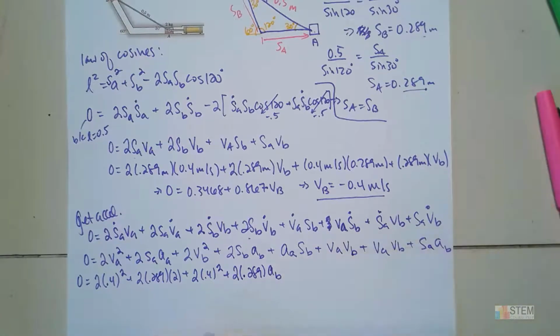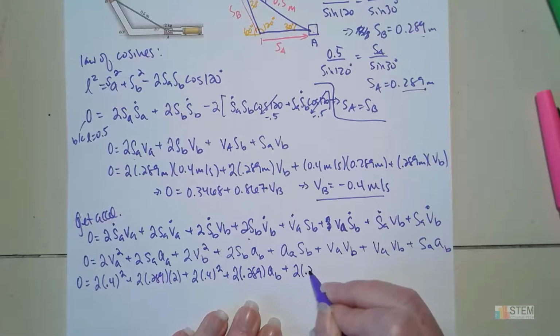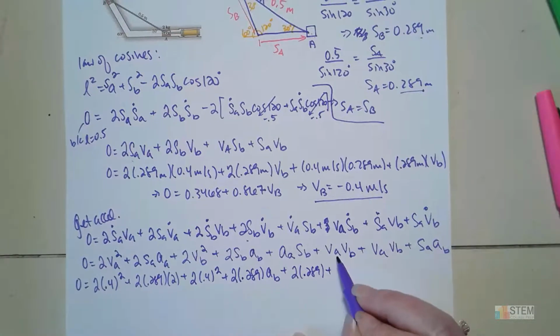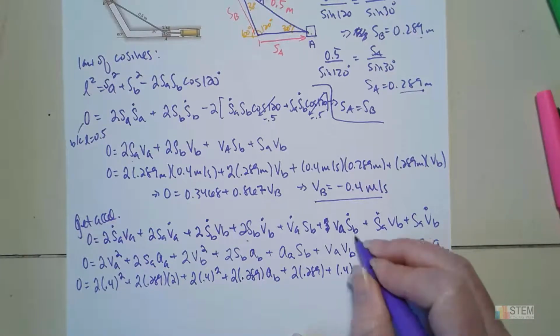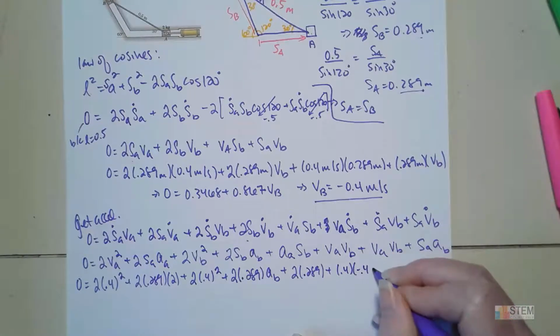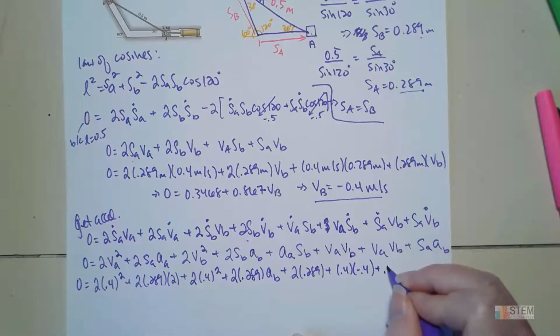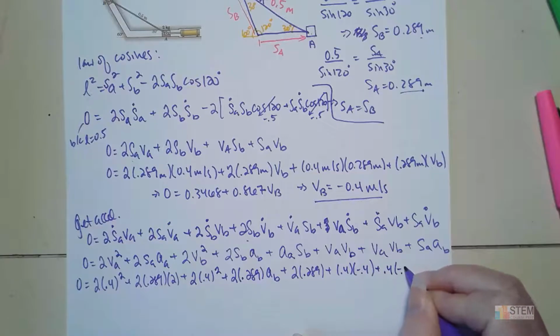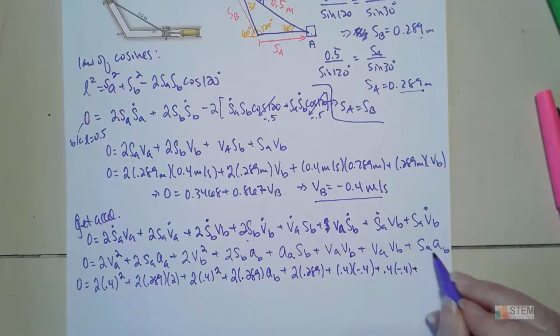I don't know what that is. That's what I'm looking for. Next, we got acceleration of A, which is 2, times SB, 0.289. Then VA times VB. All right, well, I know what VA is. It was 0.4. VB is negative 0.4, because we found that up here. And then 2 more terms, right? VA is 0.4, and then we have negative 0.4. All right, so now we have that. And then finally we have this last term, SA times AB, which we don't know what AB is.